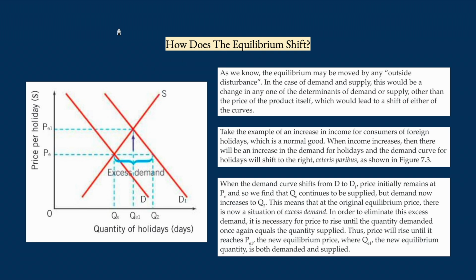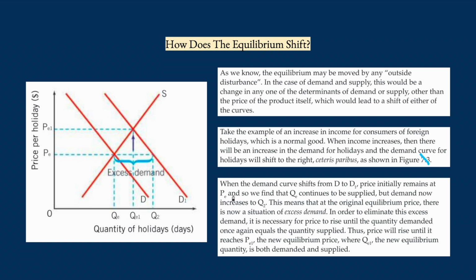So basically, like I said before, demand can shift and supply can shift based on the non-price determinants of demand and supply, respectively. Each of these determinants is known as an outside disturbance, as they cause the curves to shift and they aren't the literal price. They're outside inconveniences. So let's take an example of an increase in the income for consumers of foreign holidays, which is a normal good. When income increases, there will be an increase in the demand for holidays, and the demand curve for holidays will shift to the right, ceteris paribus, as shown in this figure.